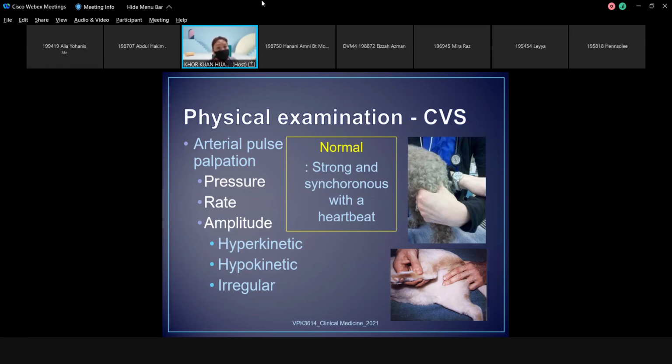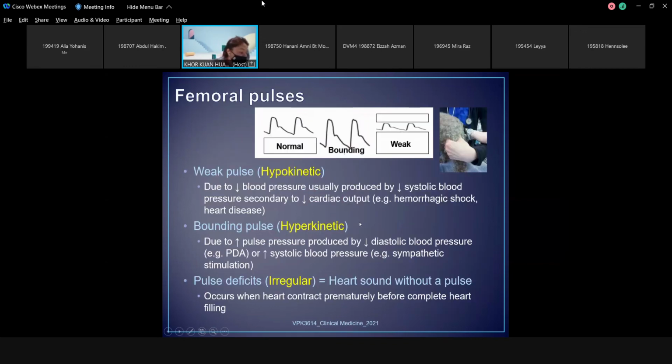If it is irregular, it means it's not synchronous with the heart rate. The heart beats once, then no pulse; the heart beats once, suddenly there's a pulse. So that's what irregular means. But by right, if everything is normal, it's supposed to be strong and synchronous with the heartbeat. Any questions so far? Okay?